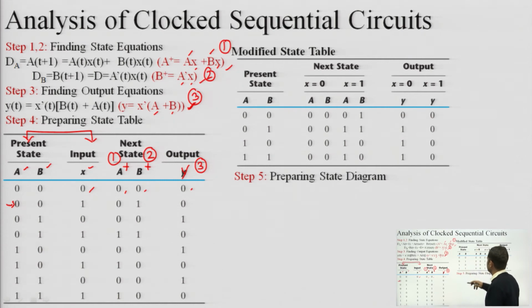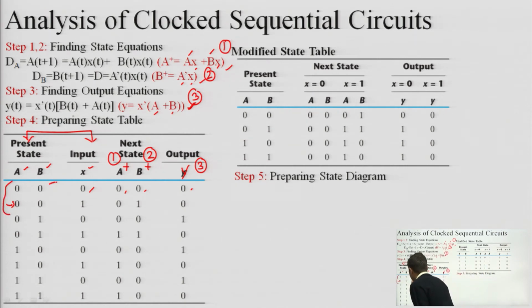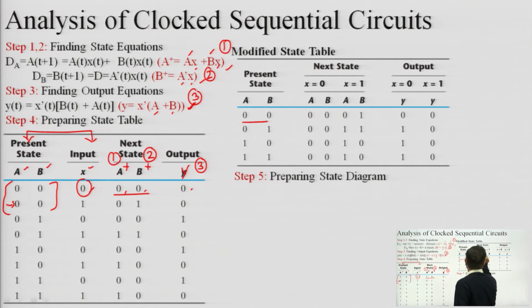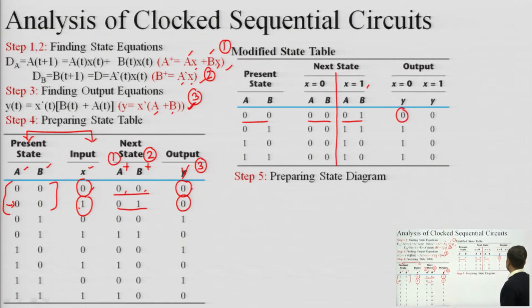So in this modified state table, A, B is there. So 0 0, 0 1, 1 0, 1 1. So we can see that 2 rows are combined into 1. So 0 0, that means present state is 0 0. X is equal to 0, next state is 0 0. X is equal to 1, next state is 0 1. And output in both the cases, x is equal to 0 and x is equal to 1, is 0.